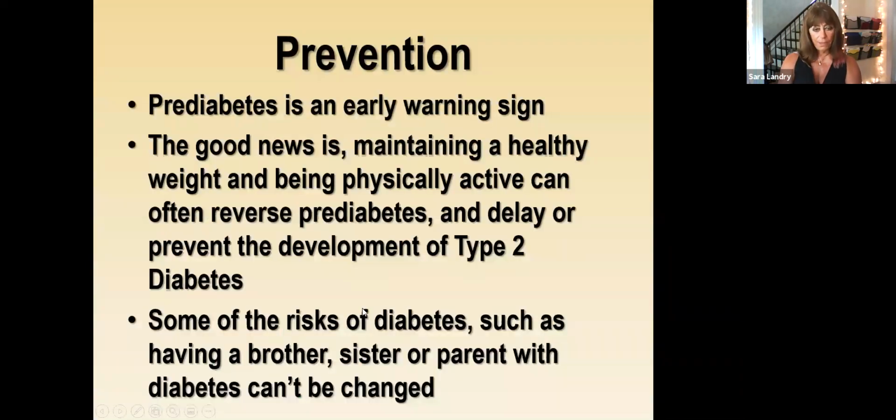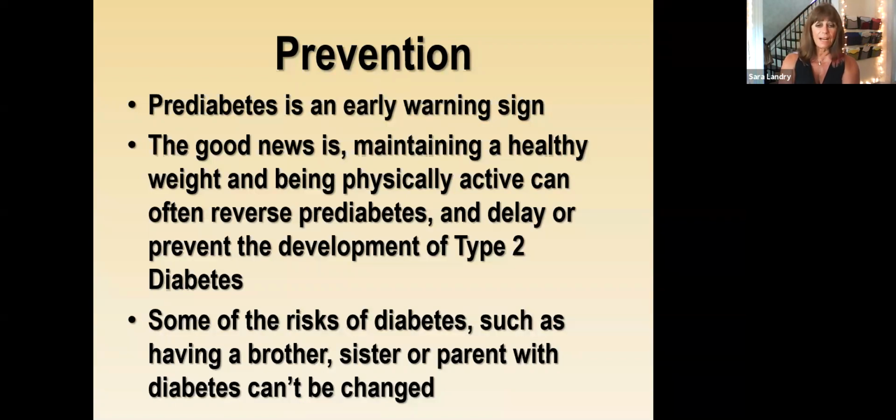Prevention. If you get diagnosed with pre-diabetes, it's an early warning sign. And the good news is, if you maintain a healthy weight, if you keep yourself physically active, you can reverse pre-diabetes and you can delay or even prevent the development of type 2 diabetes.